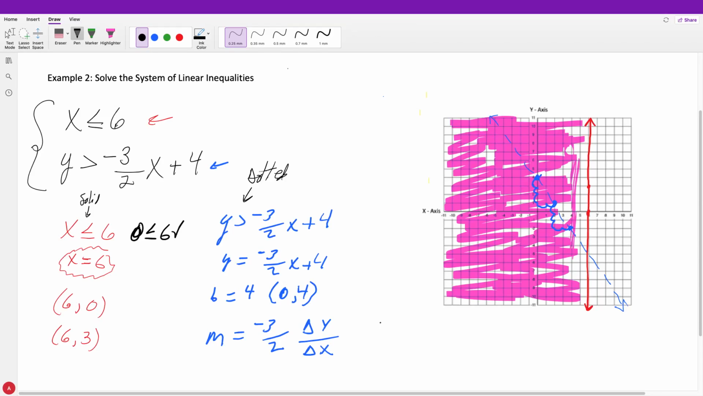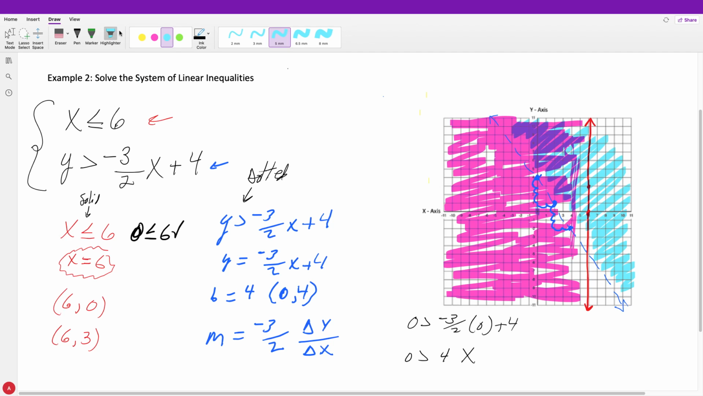Now I need to figure out which region I'm shading. So I'm plugging in 0 for y and 0 for x. So -3/2 times 0 plus 4. Well, this gives me, is 0 greater than 4? And no, that is not. So that means I'm not shading the region that includes the point 0, 0, and that would be this region down here. So I'm going to shade the region above it. So everything above that blue graph is going to be my answer.